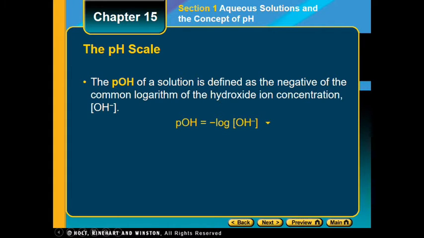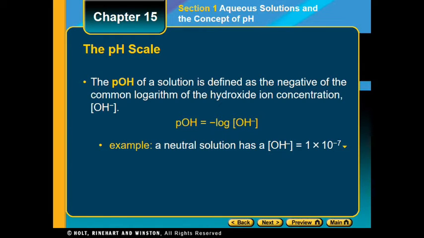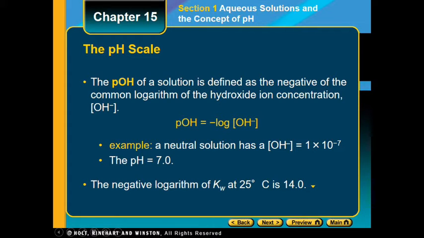And here we have an equation for pOH, so it's going to be your hydroxide power. This pOH is the negative log of the hydroxide ion concentration. Again, they're taking the same example. If you have a neutral solution and the hydroxide ion concentration is 1 times 10 to the negative 7th, the pOH is definitely 7. Together, the pH plus pOH equals 14.